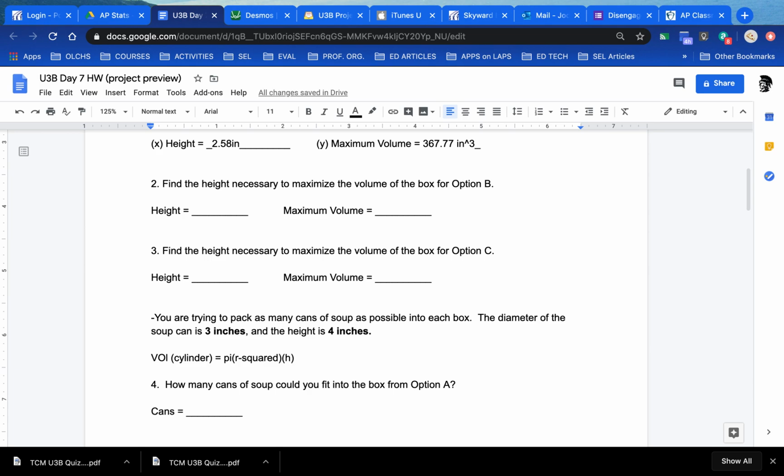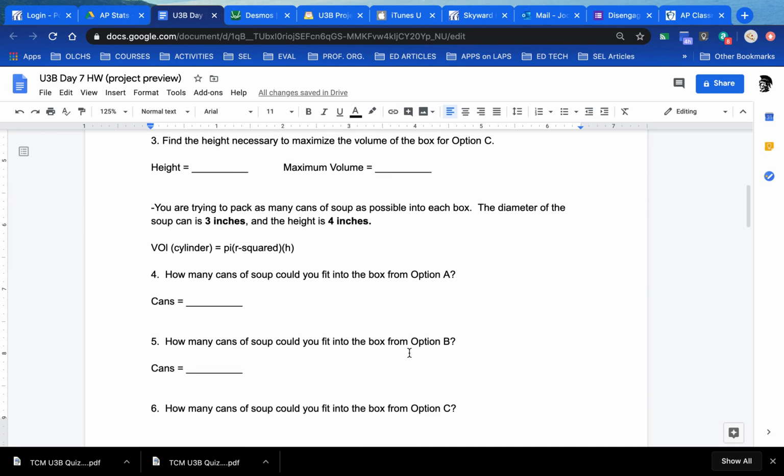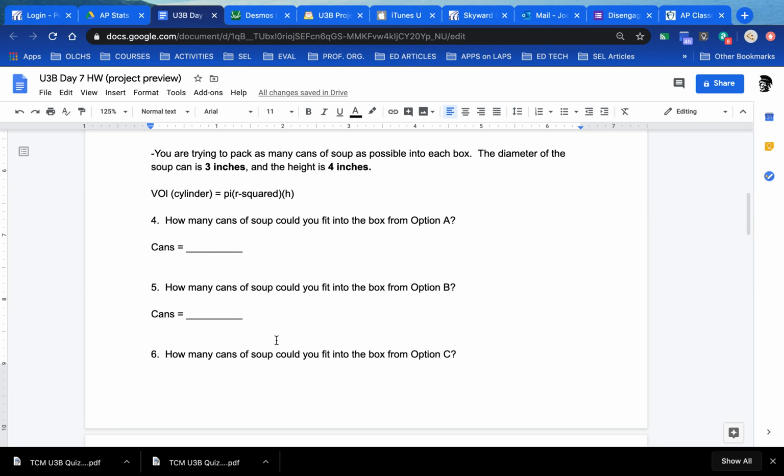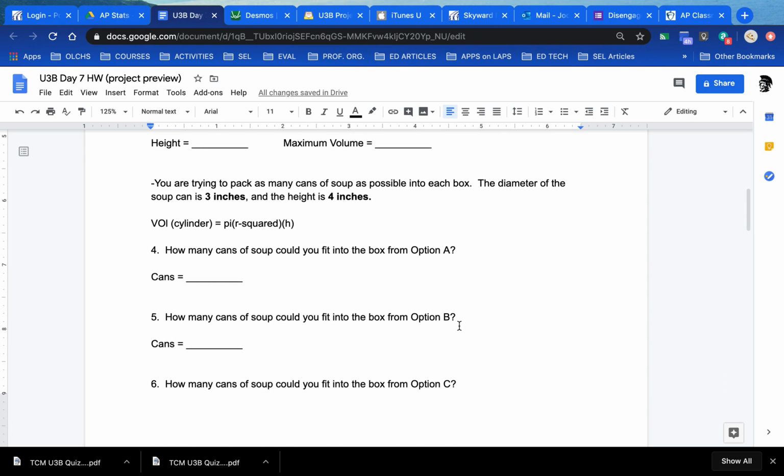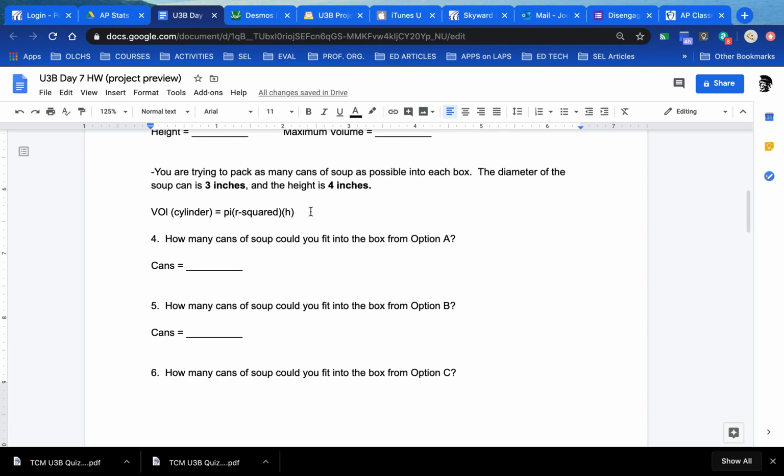So what we need to do, and the good news is for numbers 4, number 5, and number 6, it's the same can volume. So you're going to have different volumes of boxes, but you're going to have the same can volume. So let's find this. Pi times r squared times h. That's like saying pi, or 3.14 if you need to just estimate it. R squared, well, it says the diameter of the can is 3 inches.